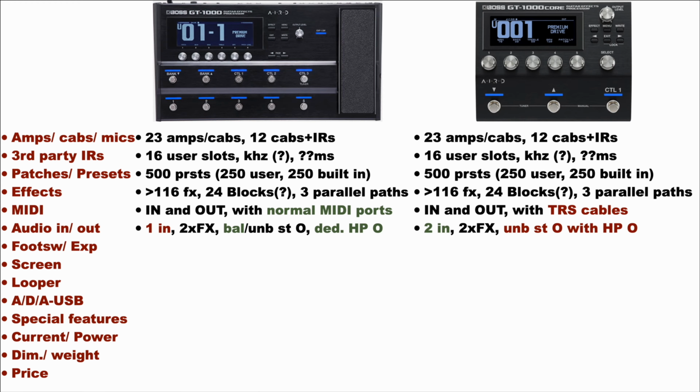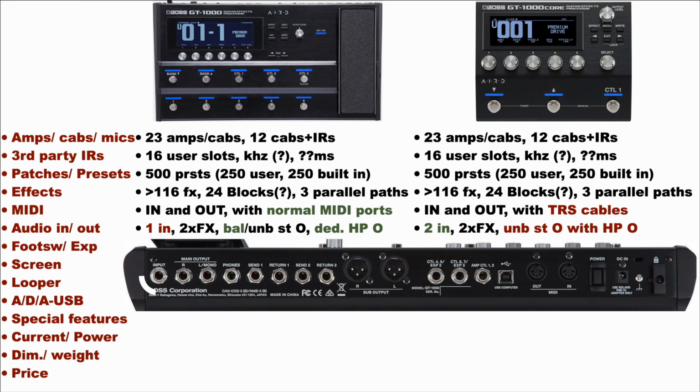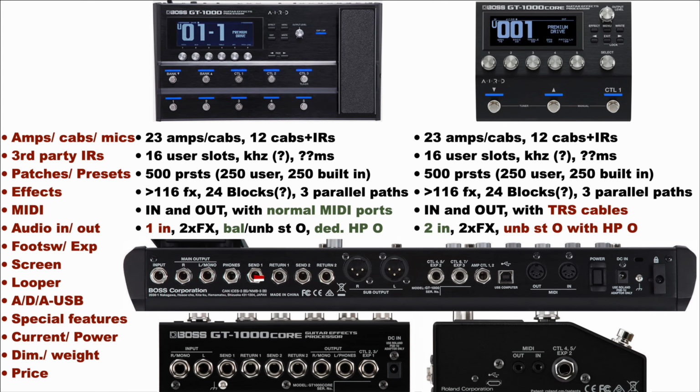As regards I/O, the GT1000 has one guitar input, 2 FX loops, balanced and unbalanced stereo outputs, and a dedicated headphone out. The GT1000 Core, on the other hand, has 2 inputs, where the regular GT1000 has 1, 2 FX loops like the GT1000, only stereo unbalanced outputs, where the GT1000 has also XLR balanced out, and a headphone out that functions also as left out, where the regular GT1000 has a dedicated headphone out.